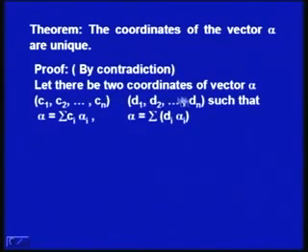So, let there be two coordinates of vector alpha belonging to V, and the two coordinates are C1, C2, Cn and D1, D2, Dn with respect to the ordered basis, such that alpha is a linear combination of the vectors alpha i of the ordered basis, such that alpha is equal to summation Ci alpha i, and alpha can also be expressed as alpha is equal to summation Di alpha i, and the idea is that Ci's and Di's are the coordinates of the vector alpha.